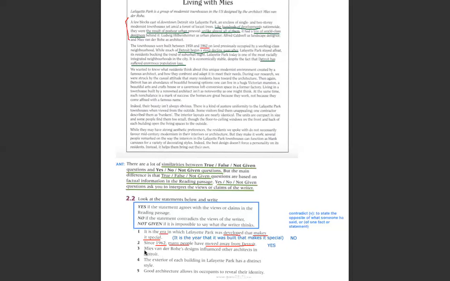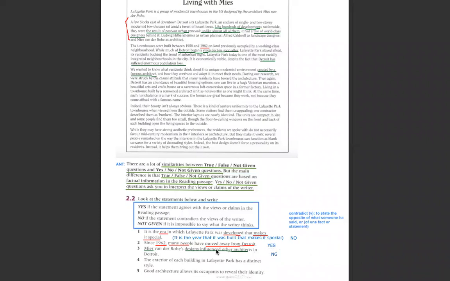So we know Mies is an architect. Did his designs influence other architects? What's your answer for number 3? So you should be looking for your answers somewhere over here. So it says here, created by a famous architect. So this is mentioning Mies. But it doesn't give any information about whether he influenced other people or not. So this answer is not given.